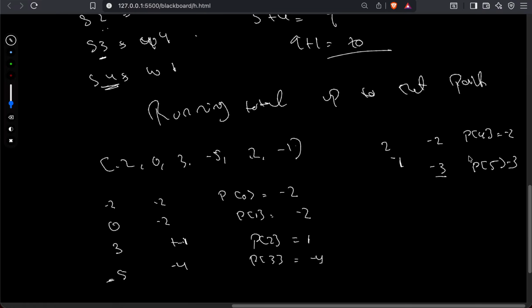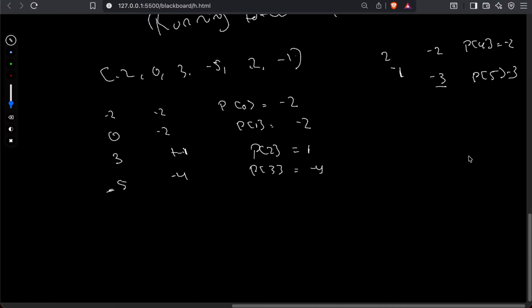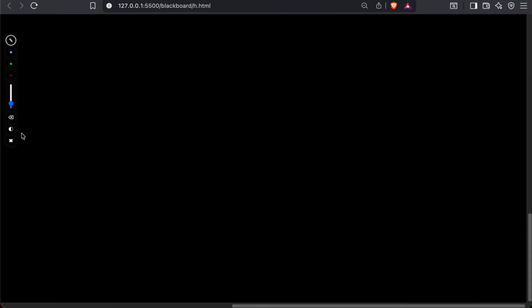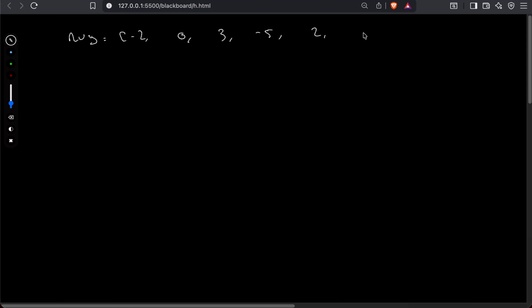Okay, now wait, let me clear all of this. So we have nums -2 0 3 -5 2 -1, so the prefix of this is -2 -2 1 -4 -2 and -3. Okay, that is the prefix sum of all of this. So let me show you step by step.